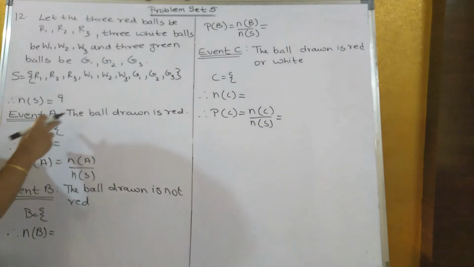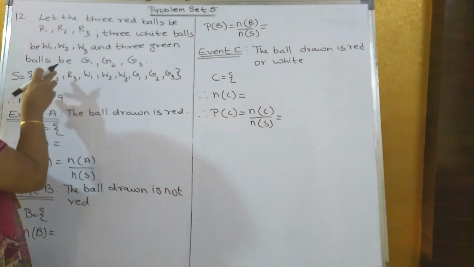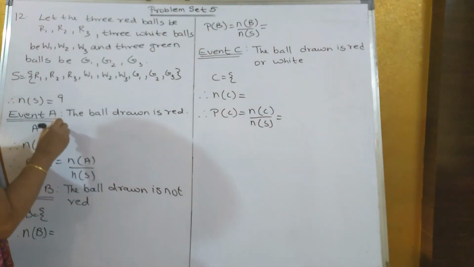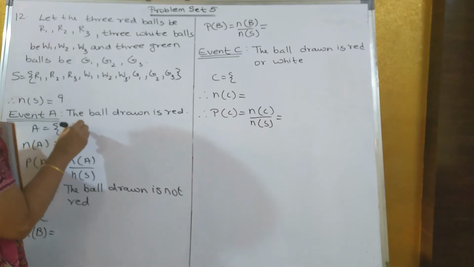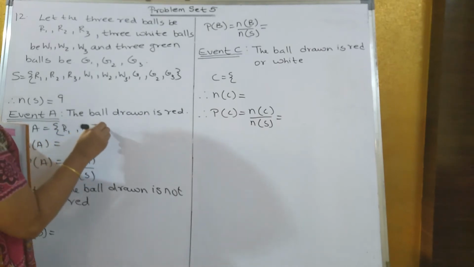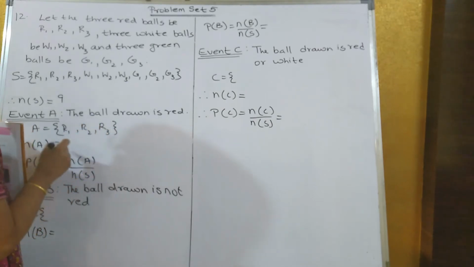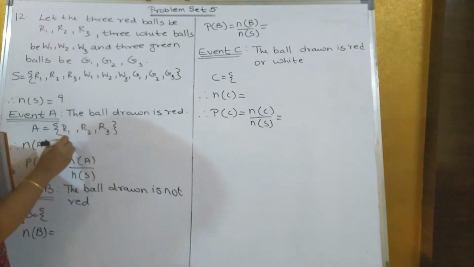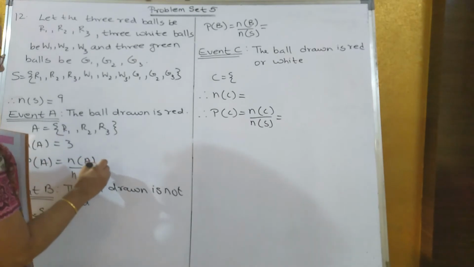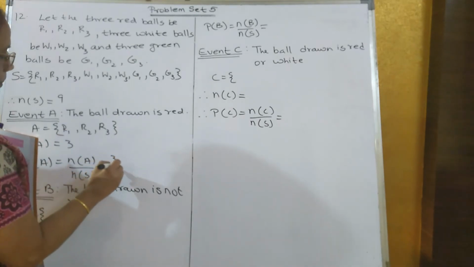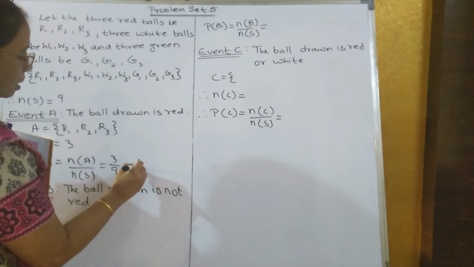Now event A, the ball drawn is red. How many red balls are there? 3 of them. So R1, R2, R3. Totally how many elements are there? 3 elements. So PA is NA upon NS, which is equal to 3 upon 9, that's equal to 1 upon 3.